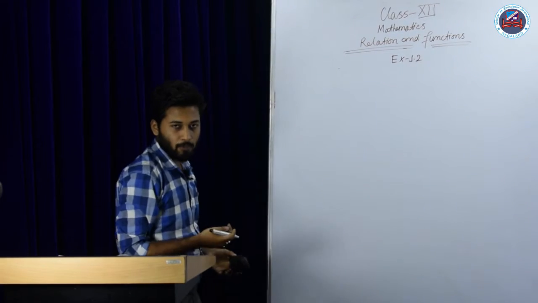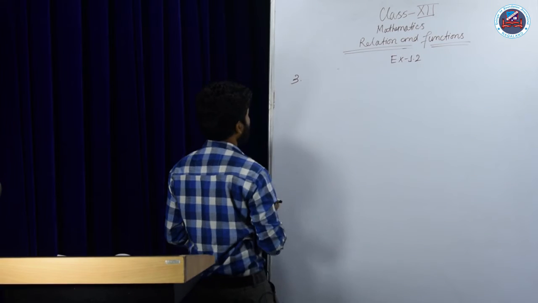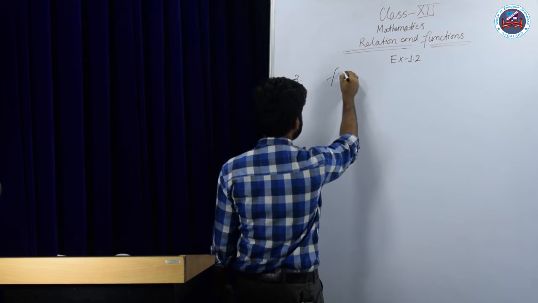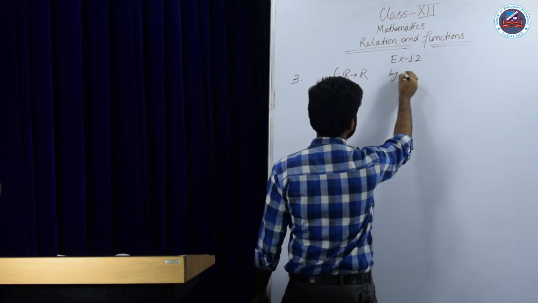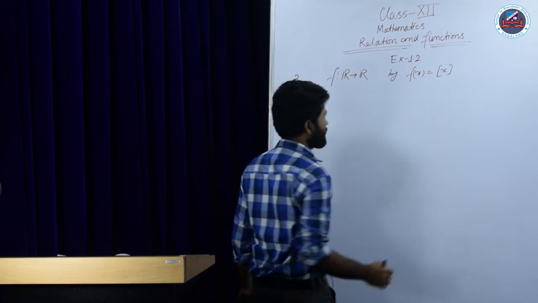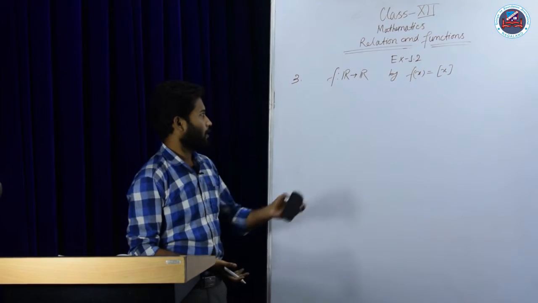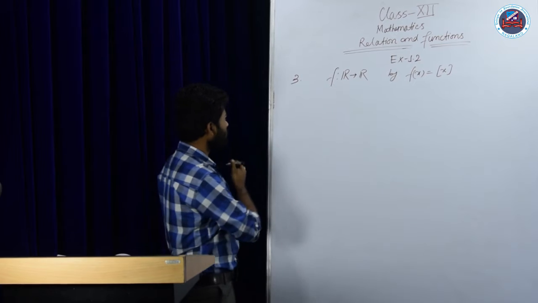Here this question I am solving from the exercise, that is question number 3, and here it is a function from R to R given by f of x equal to the greatest integer function x. Now we need to check whether it is 1, 1 and onto or not.